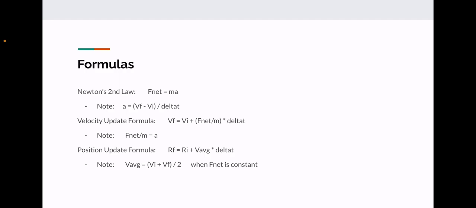Other equations used in this lab were the velocity update formula and the position update formula. In each of these equations, I made some substitutions when doing the math. F net divided by mass is the same thing as acceleration, and average velocity is equal to the initial velocity plus the final velocity divided by 2 when F net is constant. When I say that F net is constant, this means it could also be zero.